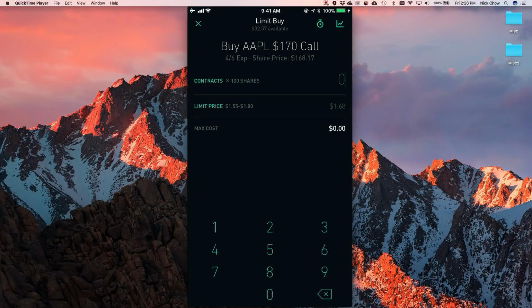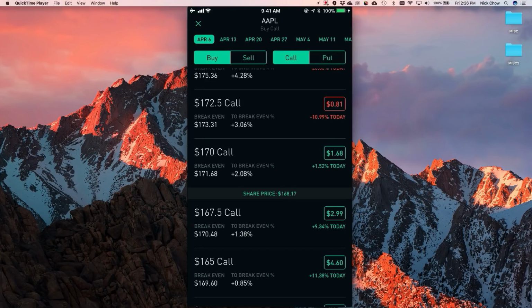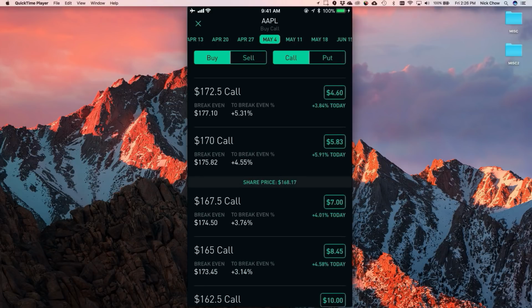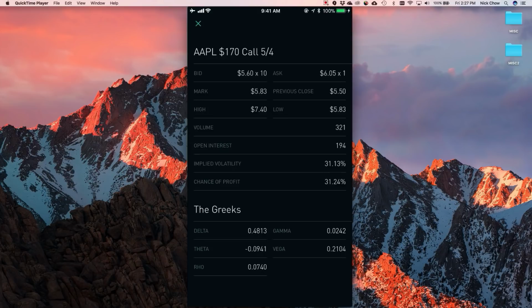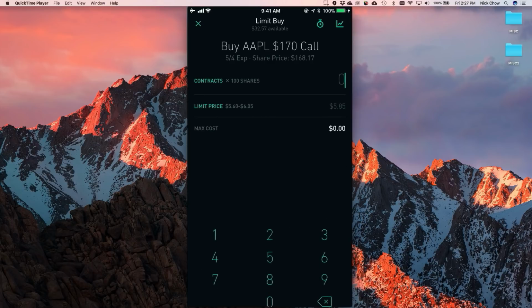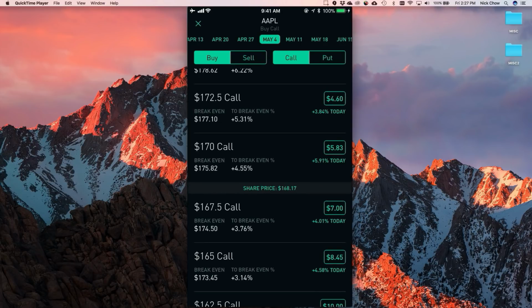But let's say, this $170 call, we'll keep an eye on it. As you get further out in expiration, let's go a month out to May. This one now costs $5.83. April 6th, it only costs $1.68. So it's costing like four times more to get the same option, but it's further out. The reason for that is you have a higher probability of profit because it's further out. Also, the time decay, and you have a lot more time for this option to work out or go above.